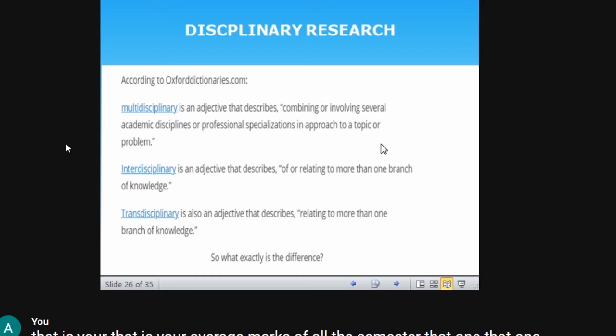Interdisciplinary is relating to more than one branch of knowledge. Transdisciplinary is also relating to more than one branch of knowledge. So what is the difference exactly? When you look at all three terms in the literature, they seem to state the same meaning, but there is a difference. They are not actually the same. I will explain the exact difference between these three terminologies.